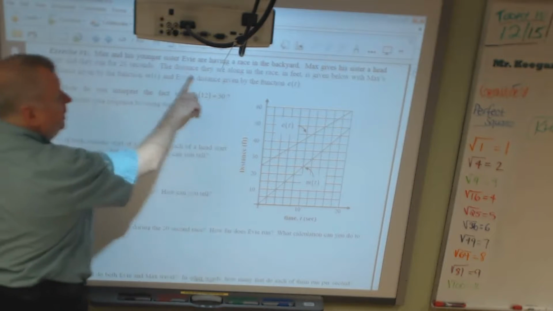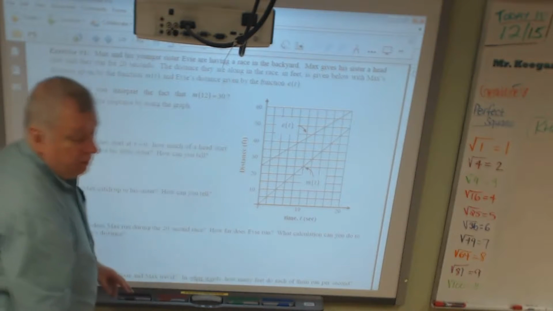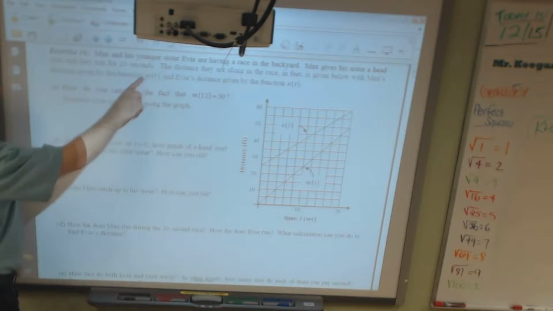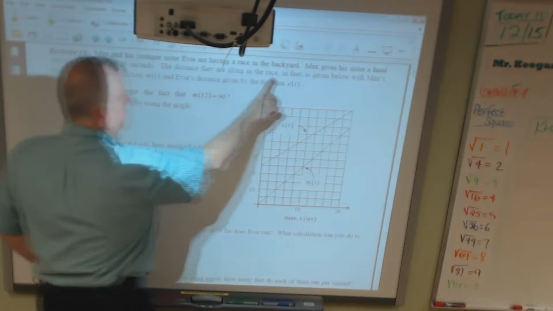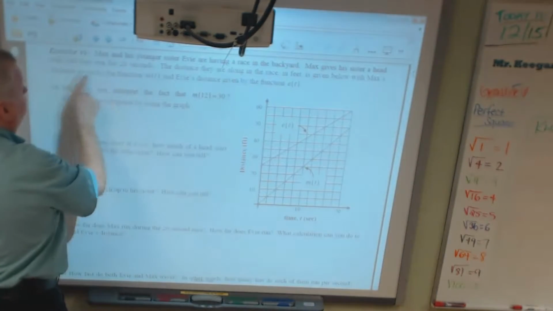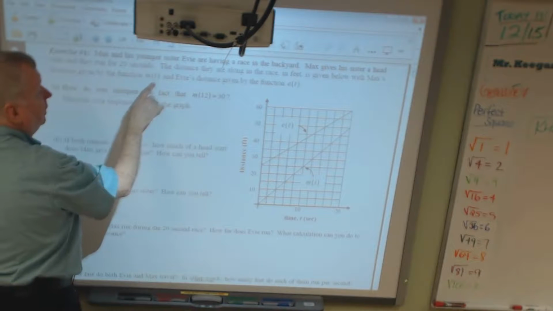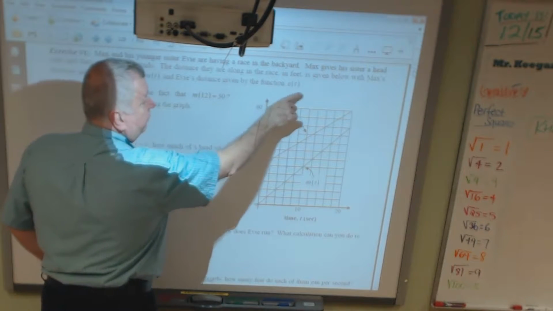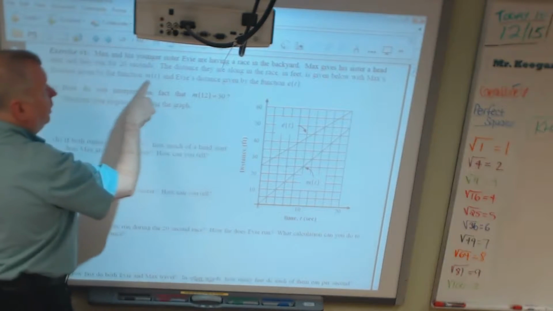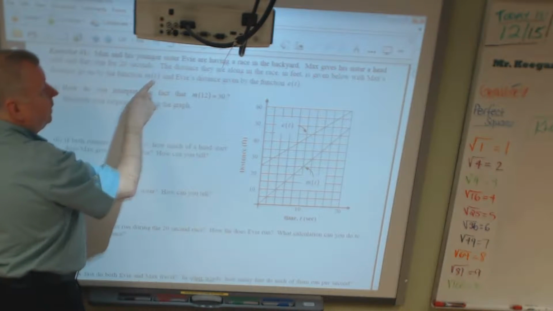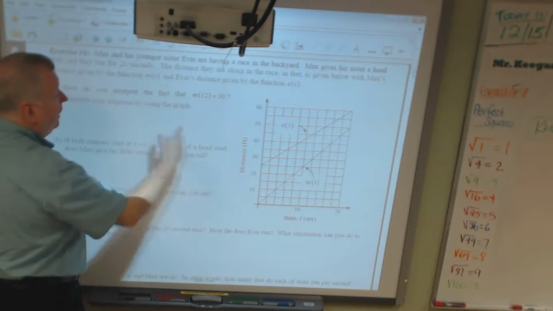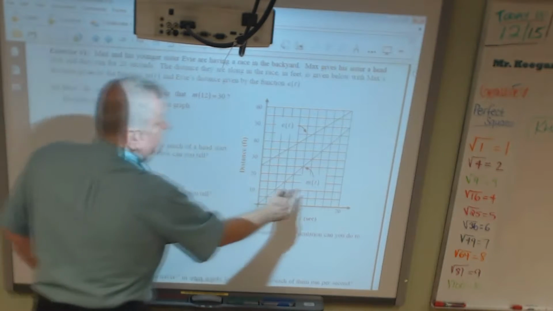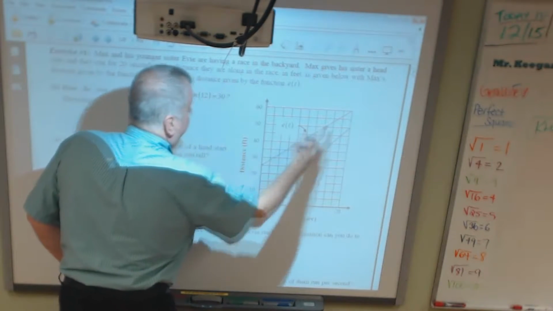Max and his younger sister Evie are having a race in the backyard. Max gives his sister a head start, and they run for 20 seconds. The distance they are along in the race in feet is given below, with Max's distance given by the function m of t, in other words, Max, and Evie's distance is given by the function e of t, for Evie, right? So the t represents how many seconds. So at any point, you can find out how far they are in the race, okay? So this is Max, and this is Evie, right?